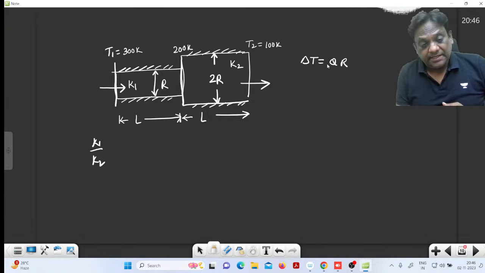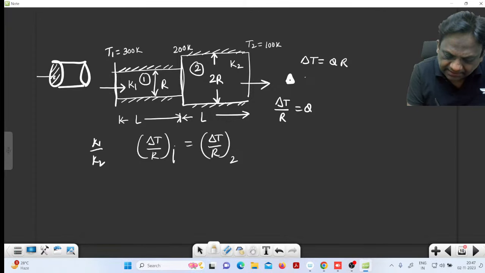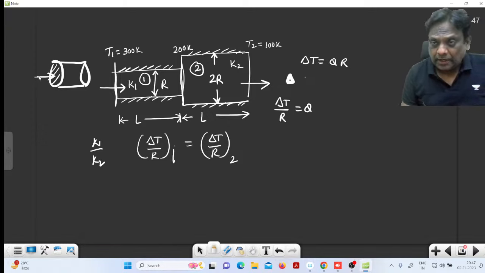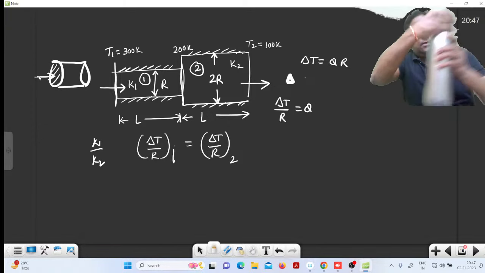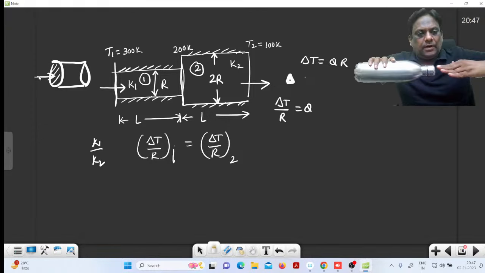Delta T by R in 1 is equal to delta T by R in 2. Can you tell me what is R? Thermal conductive resistance. ध्यान से सुनो सर. Now actually this is the cylinder and the heat is flowing like this. Through this area the heat is conducted. इस area से heat conduct हो रहा है. इस cross section से heat is flowing.